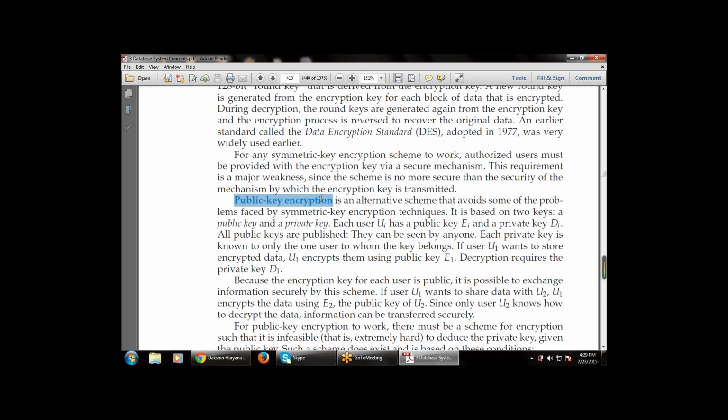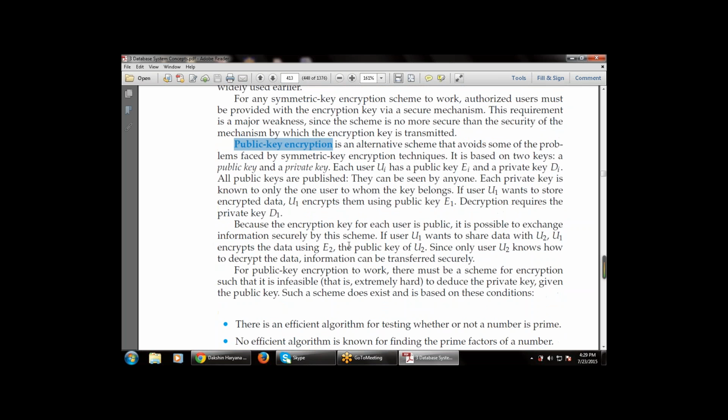And there is a concept known as public key encryption, an alternative scheme that avoids some of the problems faced by symmetric key encryption techniques, and it is based on two keys. So there are two keys used in public key encryption: a public key and a private key.